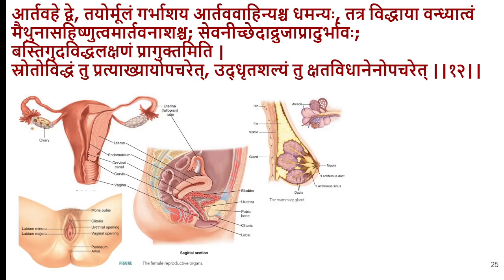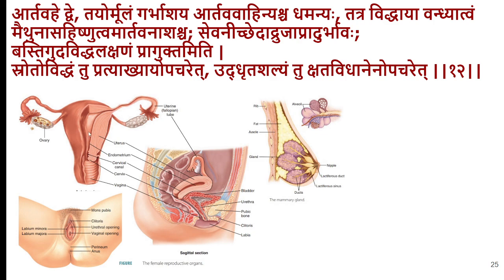Artavahe dve, tayor mulam garbhashayah artavavahinyashcha dhamanyah. Tatra viddhayah vandhyatvam maithuna asahishnutvam artavanashashcha, sevani chhedat ruja pradurbhavah, bastikuddhaviddha lakshanam praptam iti. Now the artavaha are two, where the first is the whole process of the menstrual cycle forming, with the follicles formation and the endometrial proliferation. The next component is the endometrial separation or secretion.